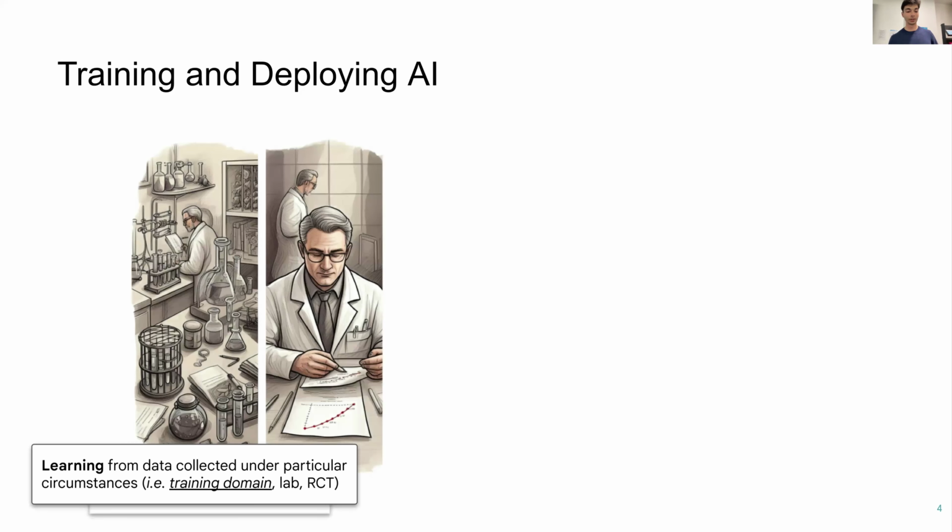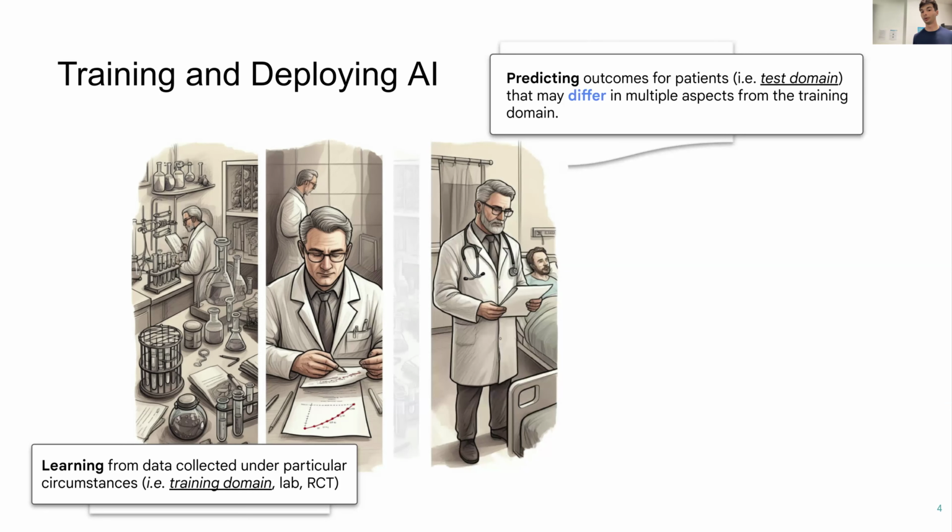So we're used, for instance, to training a classifier on some data collected in a particular environment, let's say a lab or some training domain, and then taking that learned model and using it for prediction of outcomes in some different domain. For instance, a test domain on patients or any application that you may like. And importantly, this new deployment domain may differ in multiple aspects from the training domain in which the model was developed in the first place.